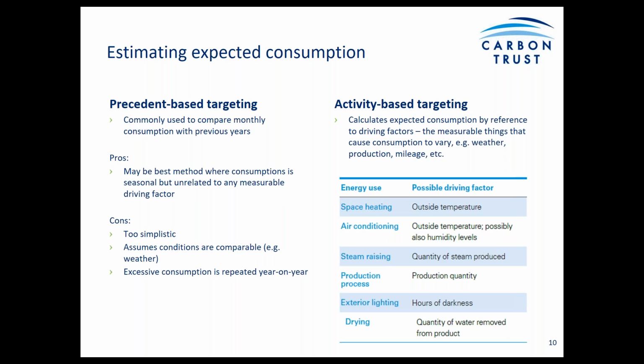Activity-based targeting, however, calculates consumption by reference to the driving factors that we mentioned, so the measurable things that can cause consumption to vary. The main ones would tend to be things like weather or production volume, or for logistics and distribution companies, this might also be mileage. And again, listed in the table here, depending on the energy use, are some of the common driving factors that may impact upon this.